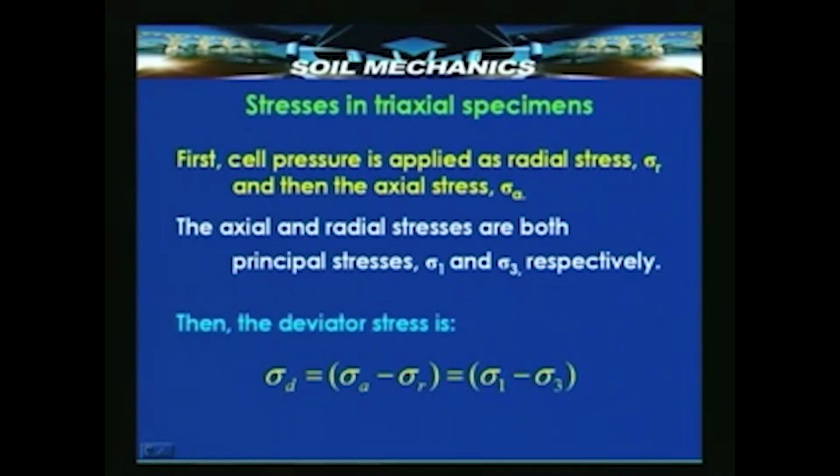Obviously, since no other pressures are acting, the radial pressure is going to be the minor principal stress and the axial stress that is applied is going to be the major principal stress, respectively acting on a vertical plane and a horizontal plane. The difference between these two, sigma d, is known as the deviatoric stress, and it is equal to sigma axial minus sigma radial. Since the axial stress is the major principal stress and the radial is the minor, sigma deviatoric is sigma 1 minus sigma 3.